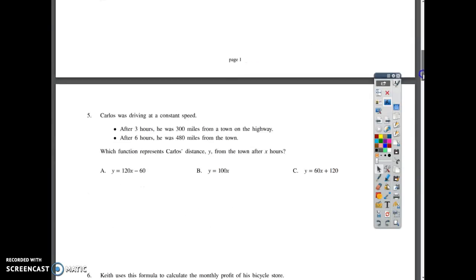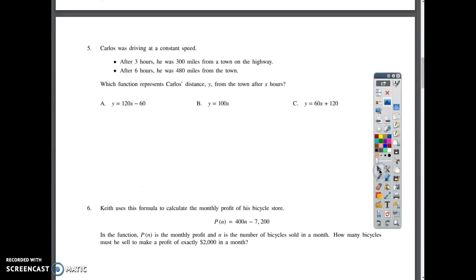Problem number 5. Hold on real quick. So right here, it says Carlos was driving at a constant speed. That means it has a slope because it remains the same every single time. So we have to find that slope. What are they giving us? They're giving us a table. Okay, so if I draw my table, X and Y, 3 hours, you go 300 miles. 6 hours, you go 480 miles.